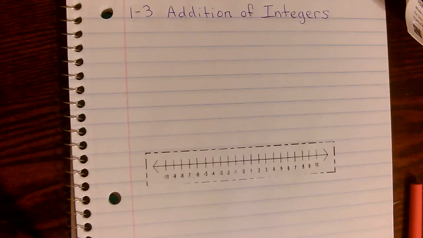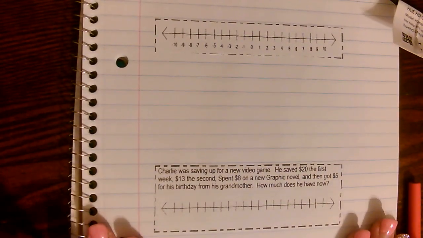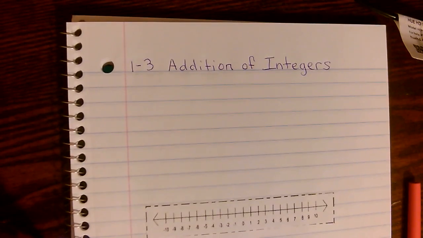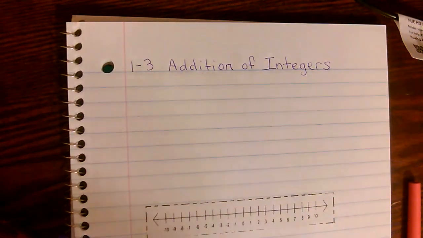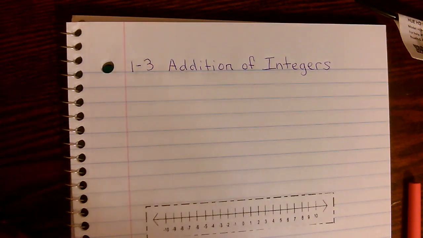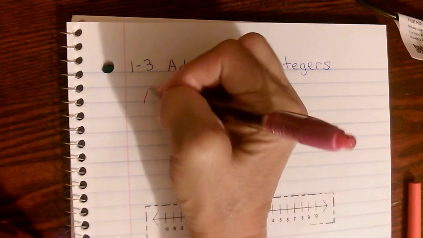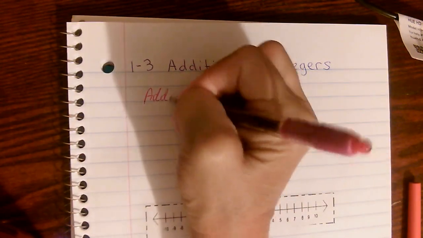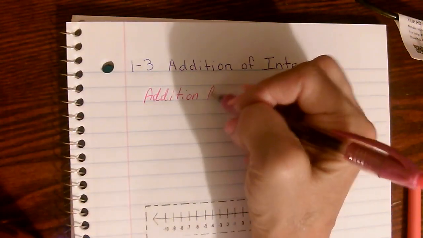Number line a little ways down, and down towards the bottom we have this box. This was all from the next section of your packet we had not placed in your iBook yet. So at the top, addition of integers. Let's talk about the rules first. Addition rules.